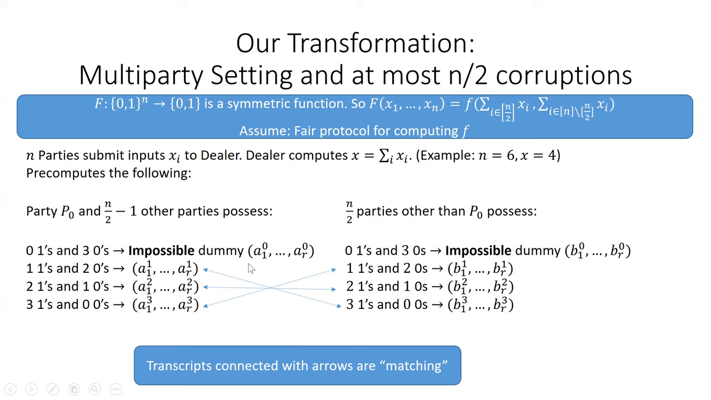On the other hand, there may also be some inputs that are impossible. So party P0 cannot possibly have 0 ones because we know that x equals 4, similarly for party P1. And so in this case, we are going to have dummy outputs, A_1 to A_R. In general, A_i,Z is going to correspond to the situation that party P0 holds Z number of ones and n over 2 minus Z number of zeros, and similarly for B_i,Z.